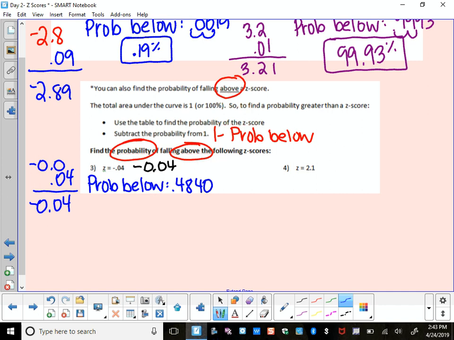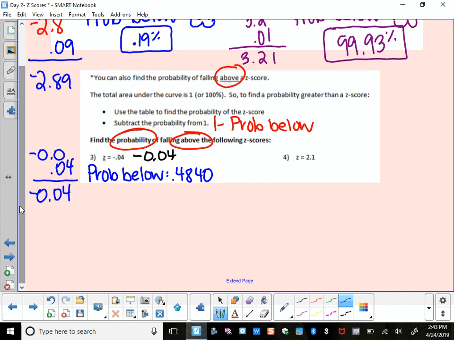They asked for the prob above, right? So for the probability above, we're going to do 1 minus 0.4840. What do you get? 0.516. Because they asked for probability, leave it just like that.